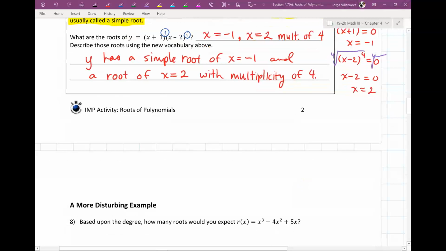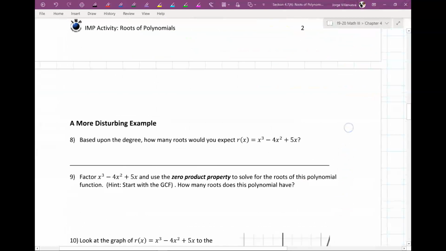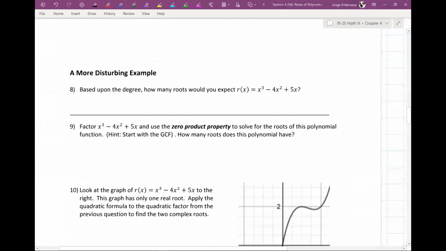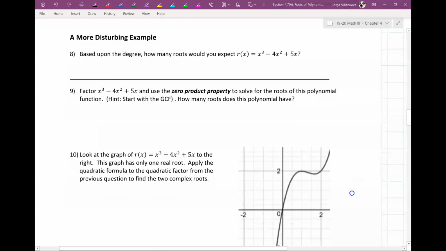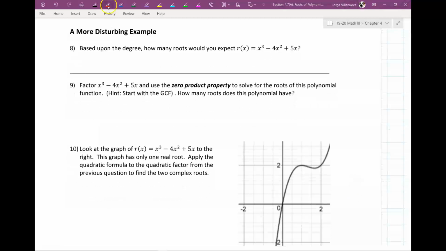So, all right, let's look at question 8. It says, based upon the degree, this is called a more disturbing example. They're saying check this one out. This is a little weird too. It says, based on the degree, how many roots would you expect to have? 3, right? So 3 roots. Why? Well, that's the highest power. We get the highest power of 3, therefore it's degree 3. And if you remember, they said that the degree is equal to the number of roots is equal to the number of factors, right? So it should have 3 roots.